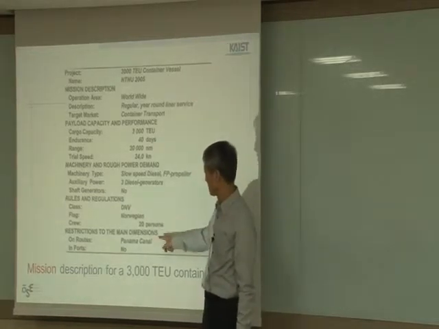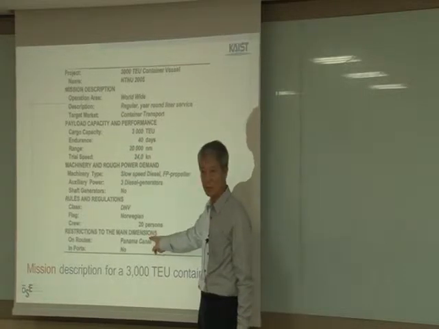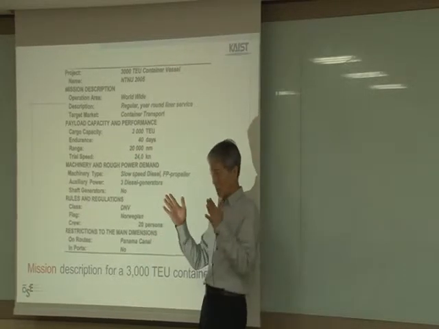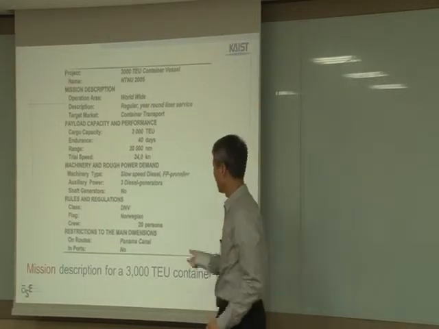Crew is 20 persons. Route, Panama Canal, right? Restriction to the main dimensions. So you know that the breadth should be 32.2, less than that. Draft is what?